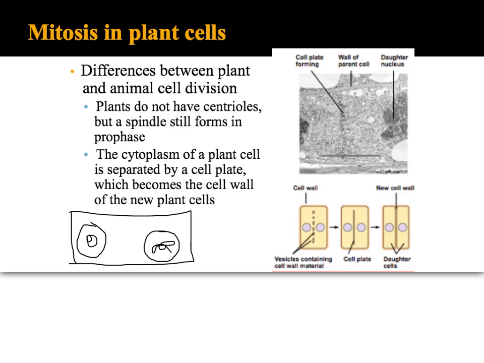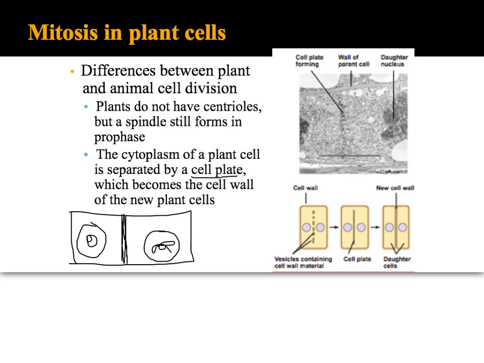So instead what happens is new pieces of cell wall form right down the middle. And we call that the cell plate. So now I have two plant cells, each with one nucleus. So this looks a little different than in animals. In animals we just pinched in the middle. But here I just build some new cell wall down the middle to create two new cells.